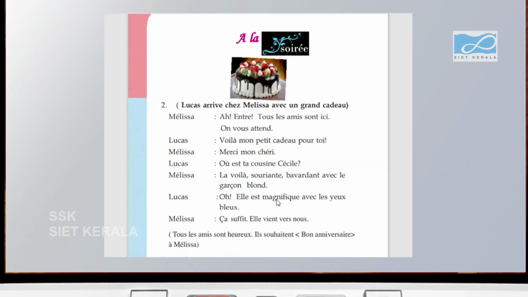At the party, Luca arrives at Melissa's house with a big gift. Ah, come in. All the friends are here. We're waiting for you. Here's my small gift for you. Thank you, my dear. Where's your cousin Cecile? There she is, smiling and chatting with a blond boy. Oh, she's magnificent with the blue eyes. Here she comes. All the friends are happy. They wish happy birthday to Melissa.